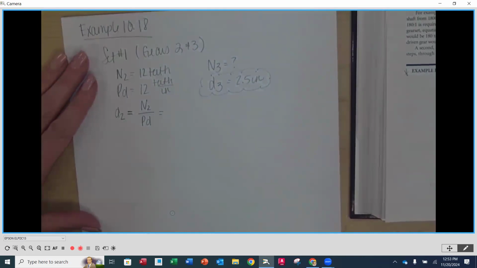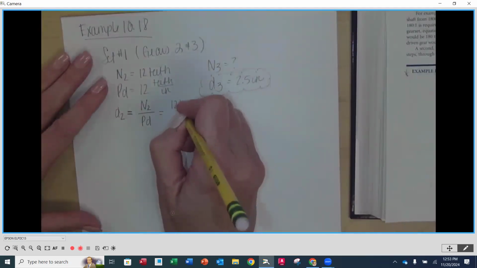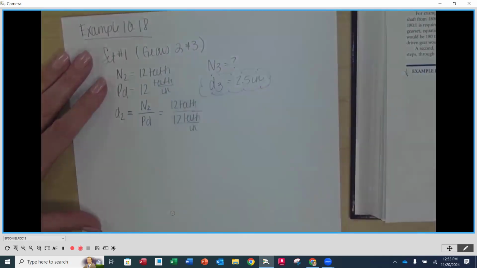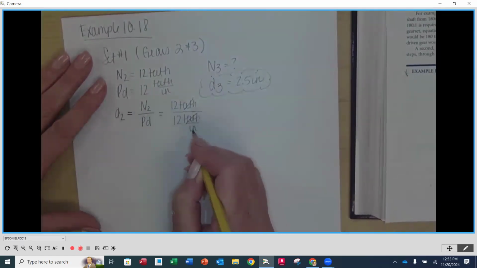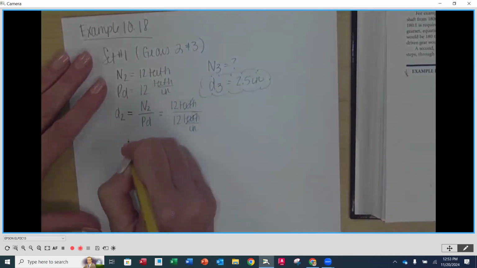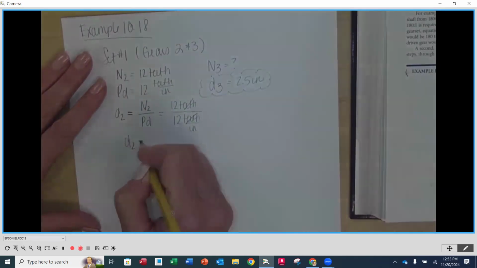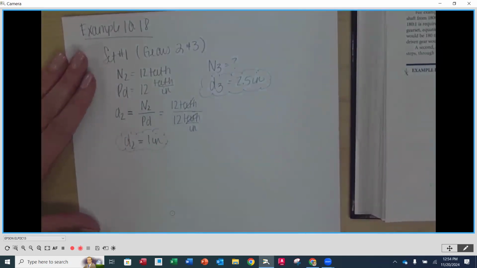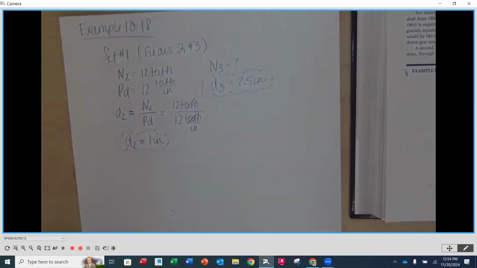If we rearrange that equation, you should get D2 is equal to N2 divided by diametral pitch. So now we're going to put in 12 teeth on top, divided by 12 teeth per inch on the bottom. Our teeth cancel. We have inches in the denominator of the denominator, so that means it's multiplied on top. So it looks like our D2 is going to be equal to 1 inch. I'm just going to put a little cloud around this. This is not my final answer, but now for my first set, I do know the pitch diameter for each of these, so I could figure out the center distance, but I'm going to wait till the end to do that. I want to find the pitch diameter for each one of our gears that we don't know it for. All right, so that's set number 1.